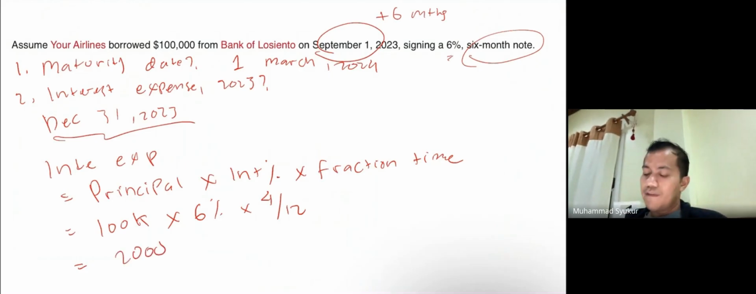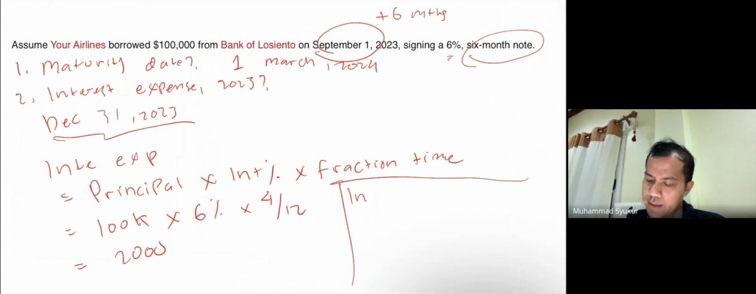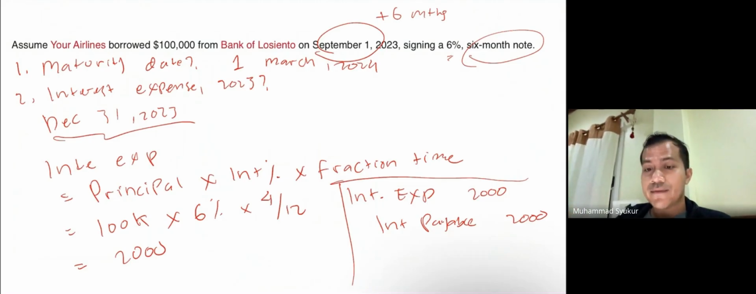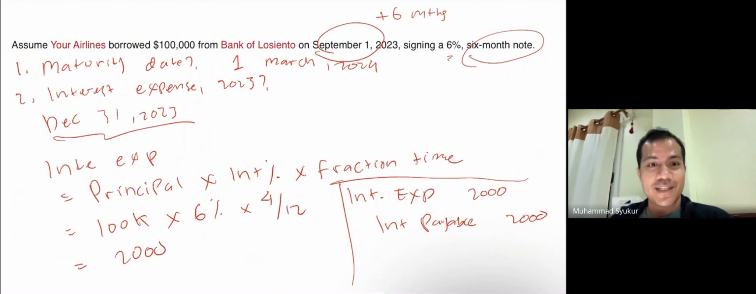2,000. If I ask you to make the journal entries for this interest expense, you have to record interest expense 2,000 and interest payable 2,000. Why interest payable? Why not cash on the credit side? Because you have not yet paid the interest. You will pay the interest later at the maturity date, right? But by the end of December 2023, it is just payable. So you credit interest payable and debit interest expense. So that's all for this question.